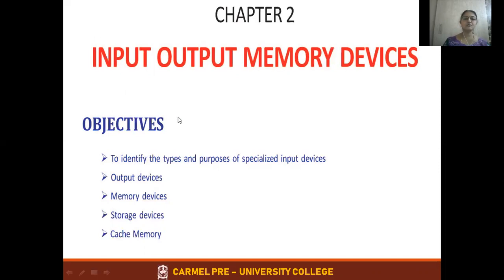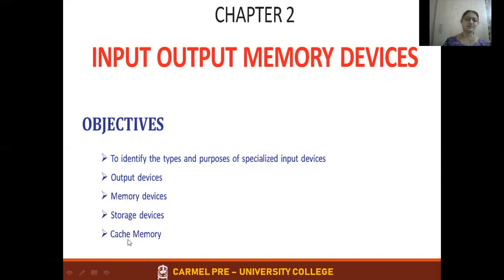Okay, so the objectives of this lesson is to identify the types and purposes of the specialized input devices. It's not only common input devices which we use every day. Even for certain applications, we use certain other types of input devices. That also we are going to learn. Then different output devices, as I mentioned, memory devices, storage devices. Memory devices means the primary memory or RAM, ROM. Storage devices are secondary storage devices that we are going to learn in this lesson.